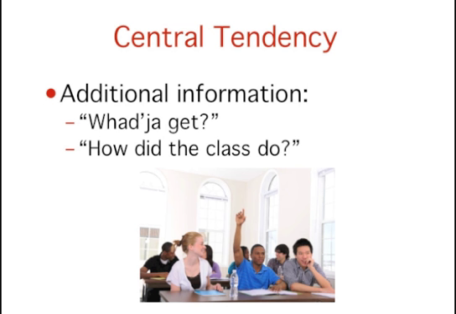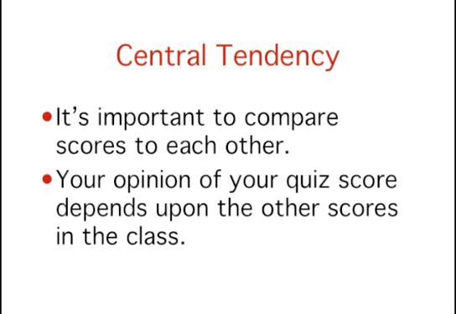If you're like most students, you will immediately ask your neighbors, "What'd you get?" and then ask the instructor, "How did the class do?" In other words, the additional information you want is how your quiz score compares to the other students' scores. You therefore intuitively understand the importance of comparing your score to the class distribution of scores. Should your score of 3 turn out to be among the higher grades, then you'll be pleased after all. On the other hand, if 3 is among the lower scores in the class, you won't be quite so happy.